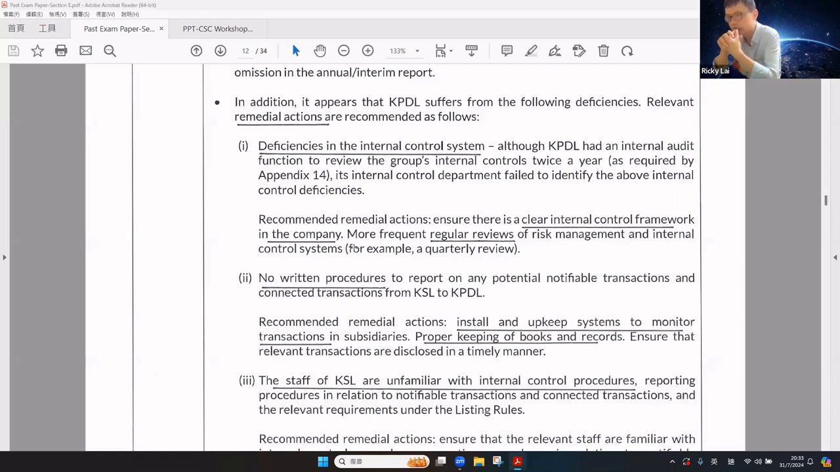The listed company has no written procedures to report any potential notifiable and connected transaction. There is no internal procedures to approve the transaction and also loan. Remedial actions recommended include install and upkeep the system to monitor transactions in subsidiary, proper keeping of the book and record, ensure that the relevant transactions are disclosed in a timely manner.